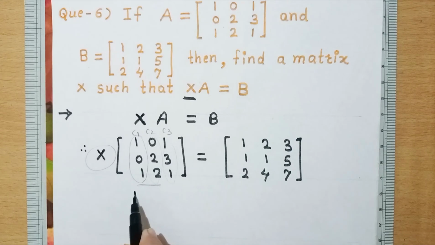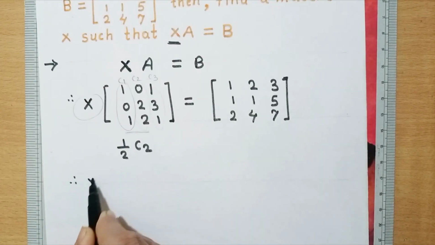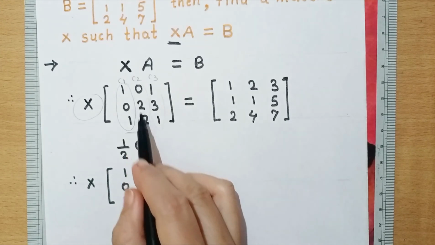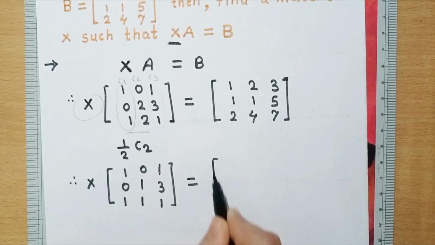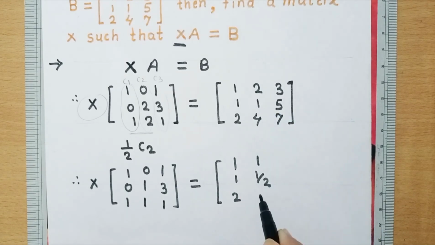So first we will make these two elements as 1. So we will write here 1 upon 2 C2. How we are using for rows, same we will use for column, and therefore X first column as it is 0, 1, 0. Now divide second column by 2. So this is 0, 1, 1. Here also 2. Here dividing by 2. This is 1, 1 upon 2.